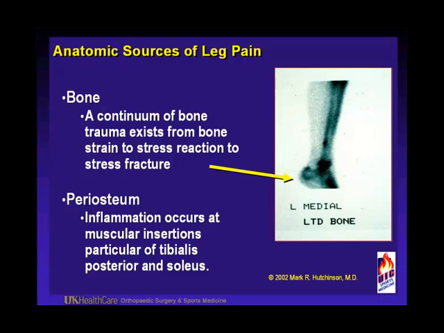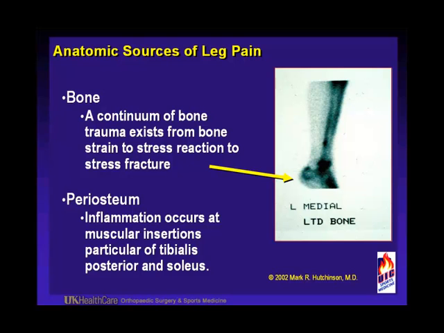When we think about anatomic sources of leg pain, got to think about the bone. Tibial stress fractures, more common than fibular stress fractures. There is a continuum of bone trauma, repetitive loading, that goes from stress reaction eventually to stress fractures. Bone scans are helpful, and now more commonly we get MRI scans if we're unclear if there is a stress fracture. Medial stress fractures will heal.